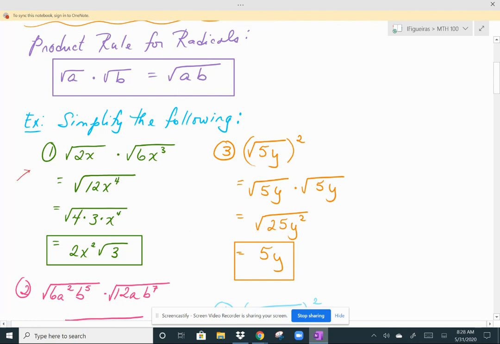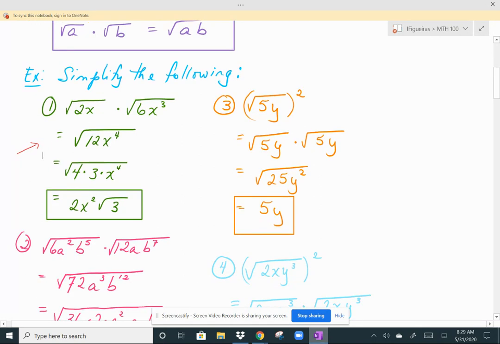Here's number 1. I have the square root of 2x times the square root of 6x cubed. So according to the product rule, I can multiply the radicands, so that gives me 12x to the fourth. Now x to the fourth is a perfect square, but 12 is not. So I'm going to rewrite it as 4 times 3, two factors that multiply together to give me 12, but 4 is a perfect square, so that means I'll be able to simplify that. The square root of 4 is 2, so that comes out of the radical. And the square root of x to the fourth is x squared. That comes out of the radical. And you're left with 2x squared square root 3.